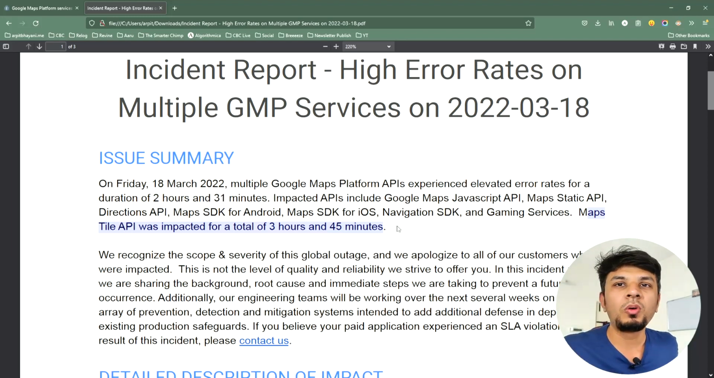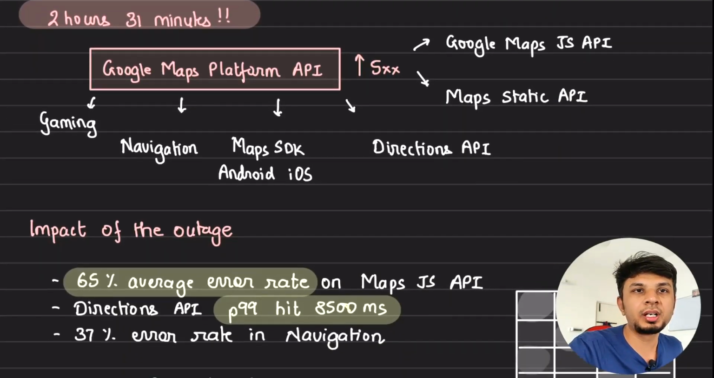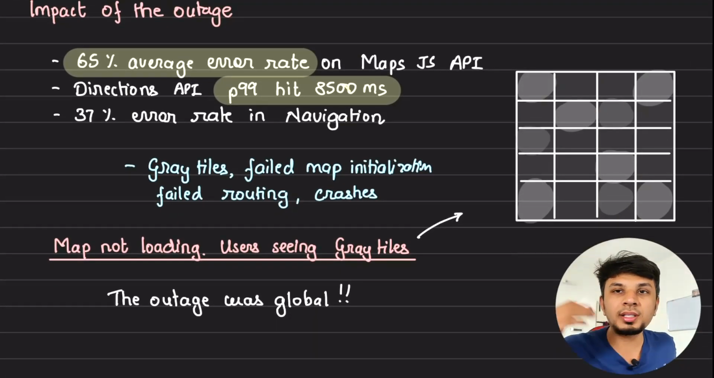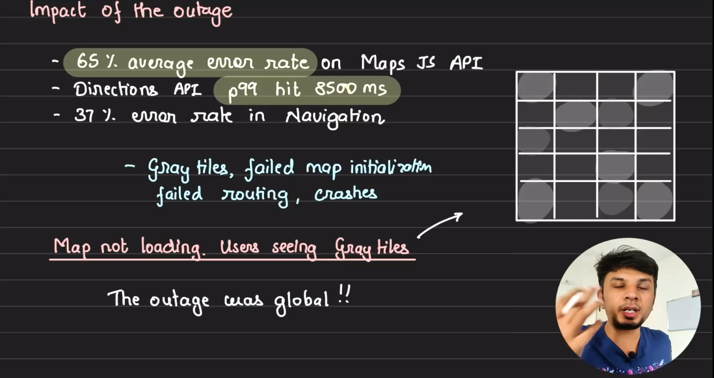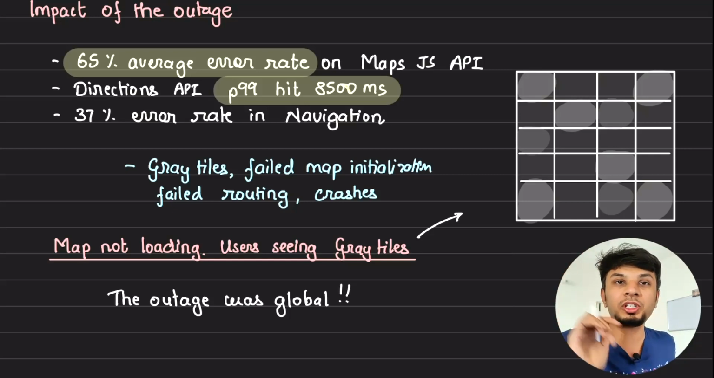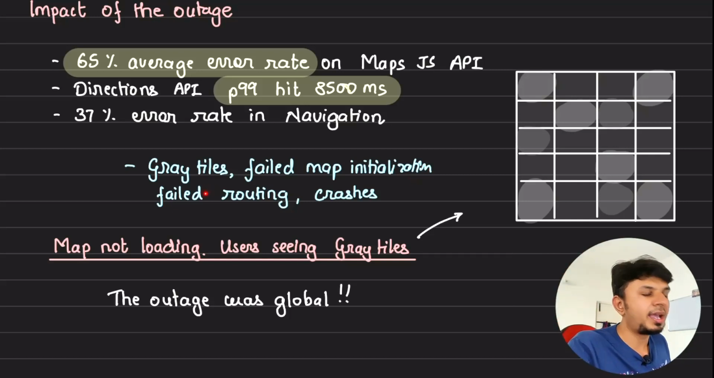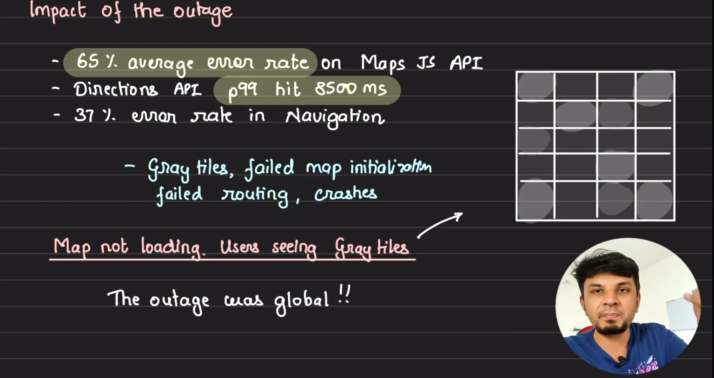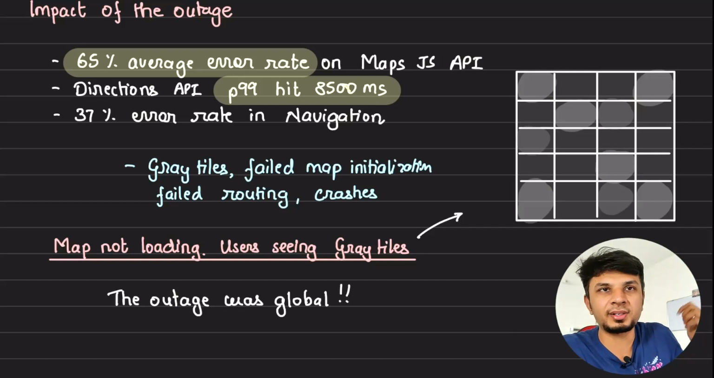So that tile was not rendering, which means, what did your end user see during this outage? They saw gray tiles, right? Because the tile API service was down, they saw a lot of gray tiles, which means the information on the map was not loading, which means the map initialization was failing, and it was all gray because that might have been the default value that the map uses to render whenever it does not have anything.